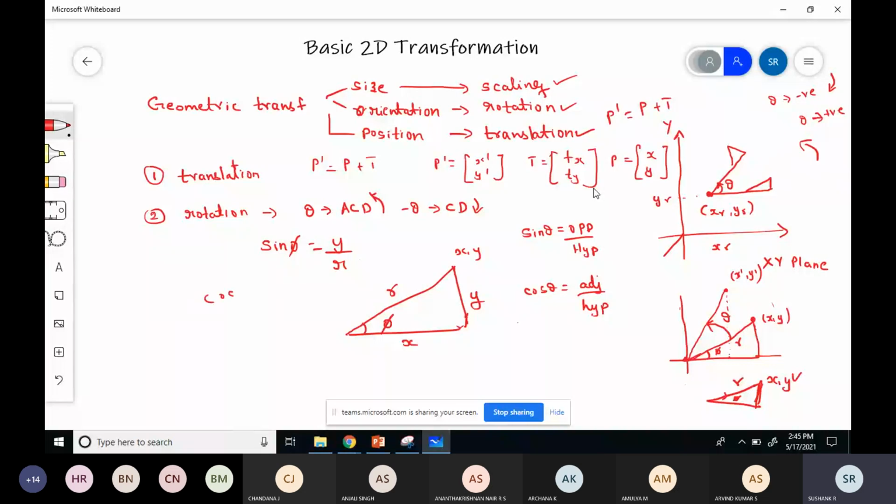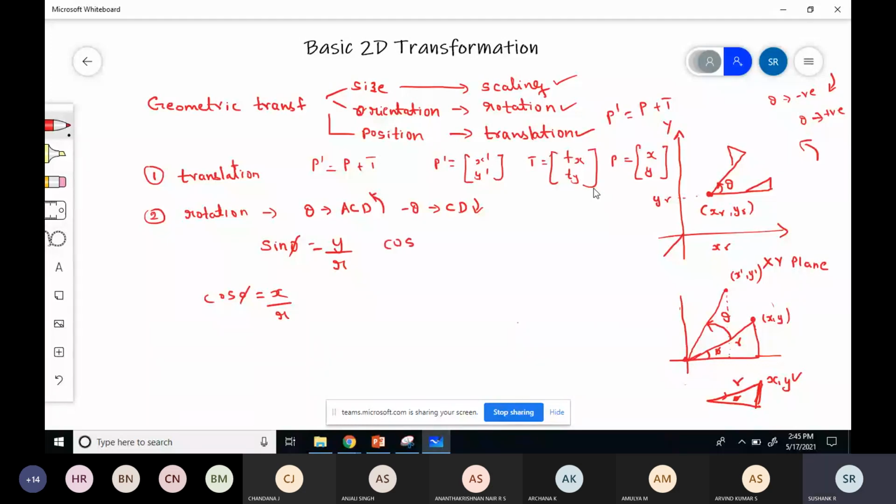If I write cos phi, it is adjacent. Adjacent is x, hypotenuse is r, so x by r. So this is how I'm getting the values of sine phi and cos phi. Sine phi is equal to y by r, cos phi is equal to x by r. So you leave about this equation. Now we want to find the rotation.